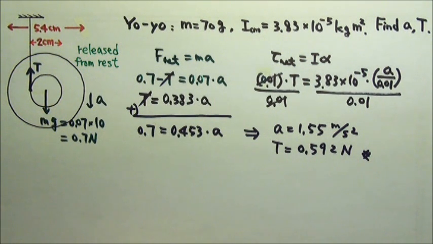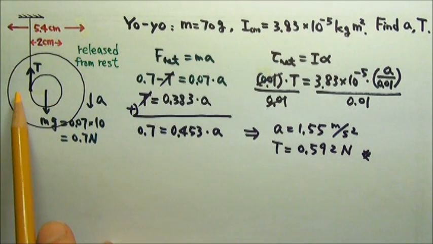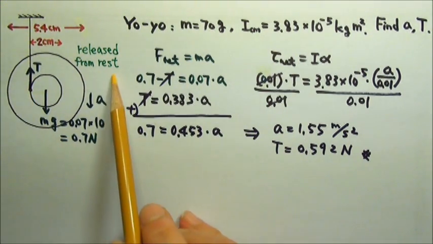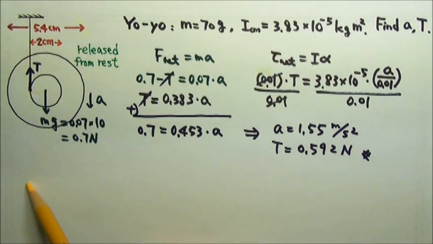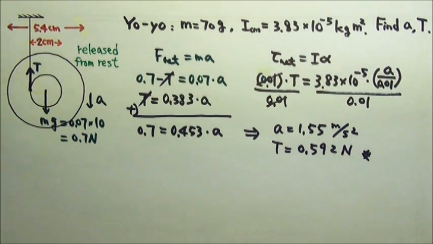Let me ask you one more question. You see, the center of mass of the yo-yo is at the center, while the supporting string is off-centered. After the yo-yo is released from rest, does it swing to the left a little as it goes down? Or does it just come straight down?